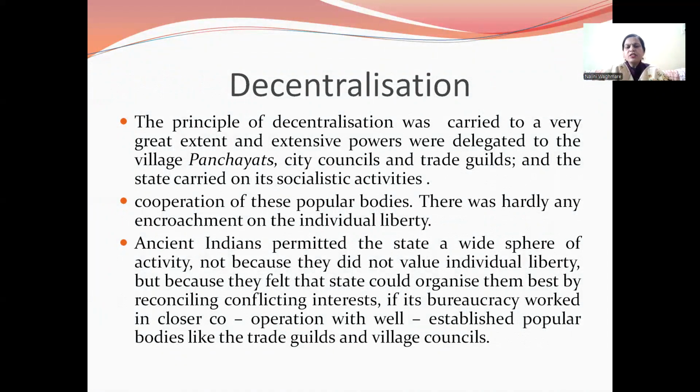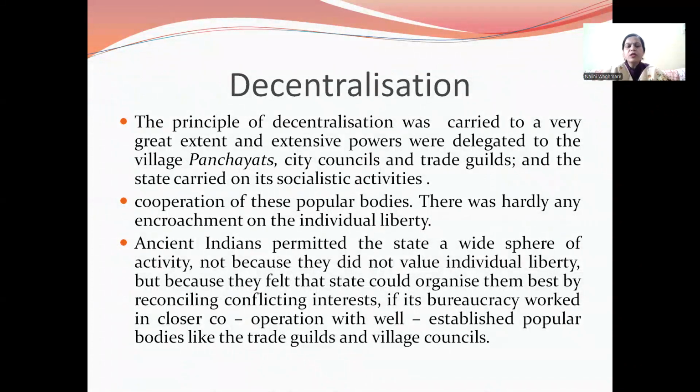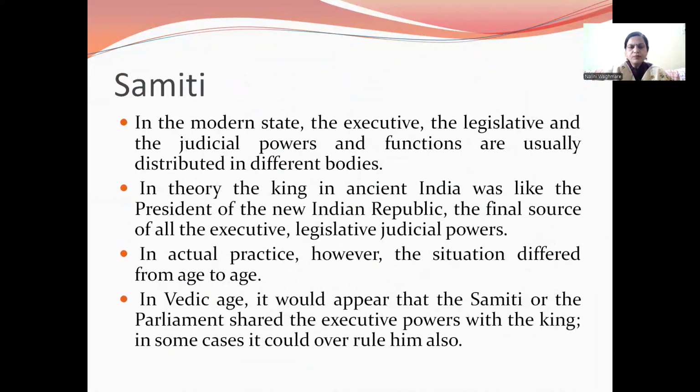Ancient Indians permitted the state a wide sphere of activity, not because they did not value individual liberty, but because they felt that the state could organize them best by reconciling conflicting interests, if its bureaucracy worked in close cooperation with well-established popular bodies like the trade guilds and village councils.